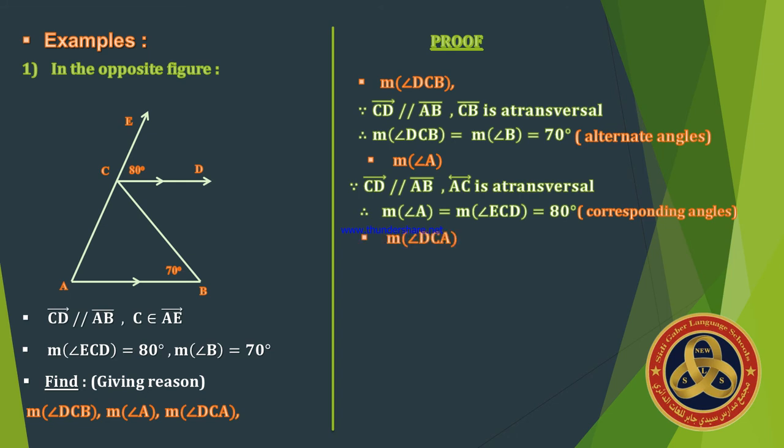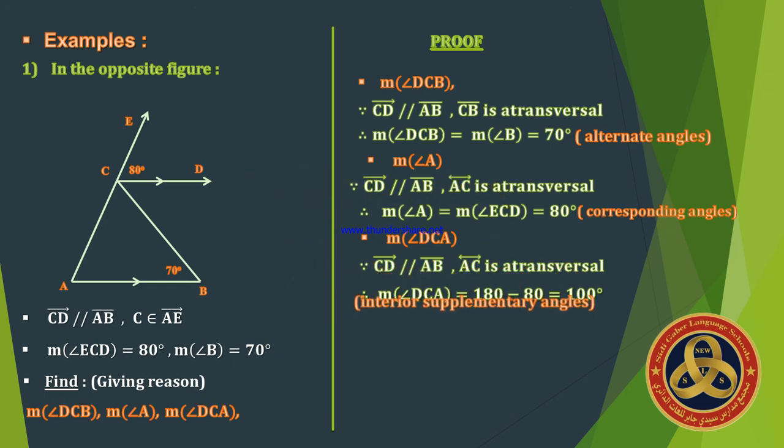Finally, the measure of angle DCA. In steps, we will mention the parallelism and the transversal. Since ray CD is parallel to line segment AB, and AC, a straight line, is a transversal, therefore the measure of angle DCA, I will subtract the measure of angle A from 180. It will be 180 minus 80, which is 100 degrees, and they are interior supplementary angles.